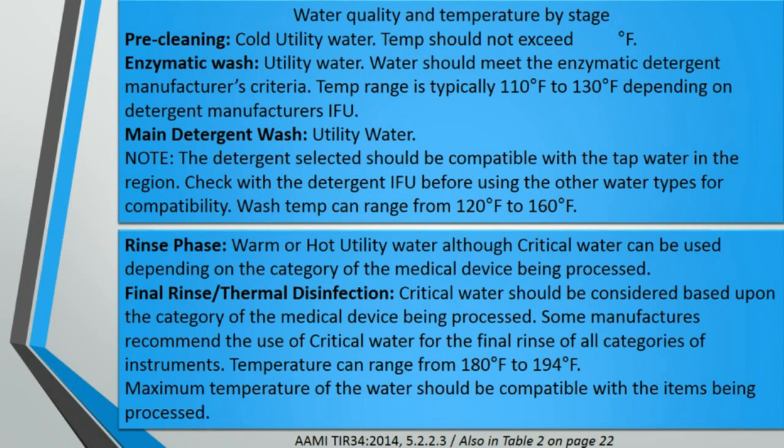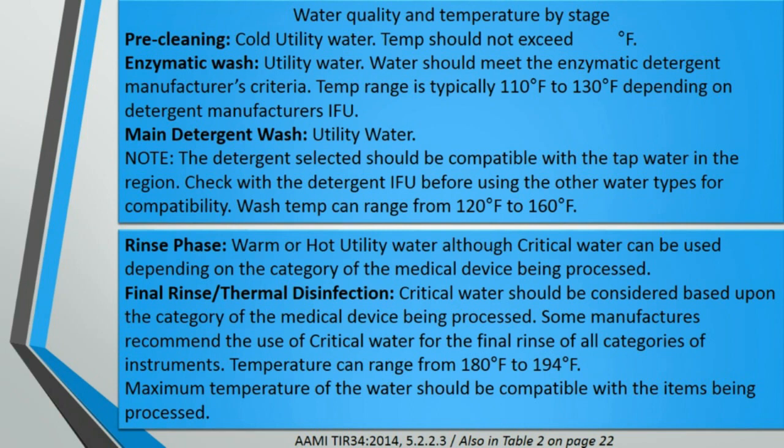Oh, it's missing. That should say 90. Okay. So at pre-cleaning, cold utility water, the temp should not exceed 90. Because again, at about 104, we start denaturing. So we want that to be cool. I'm not sure why that number disappeared there, but that's what that would be.